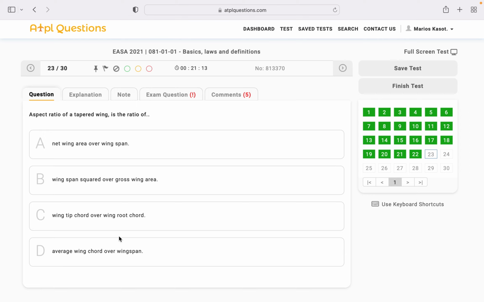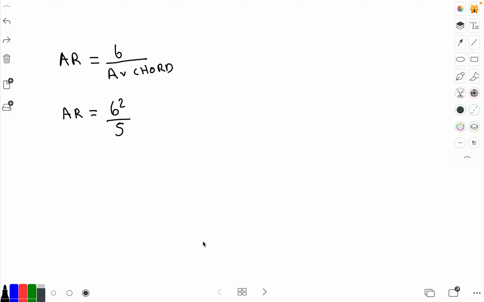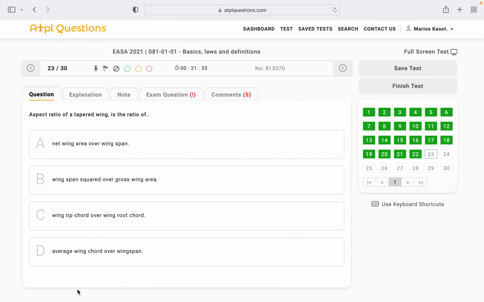Let's see the rest of them. Wing tip chord over wing root chord. This is the taper ratio. Don't get confused. And average wing chord over wingspan. No. The correct answer is B. You can see it over here. This is what it is talking about. Wingspan squared over gross area.